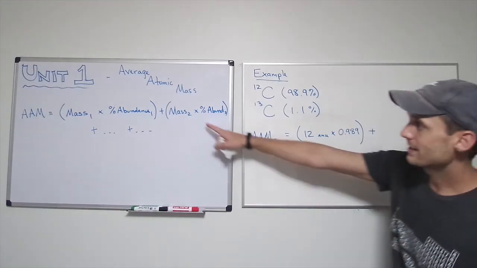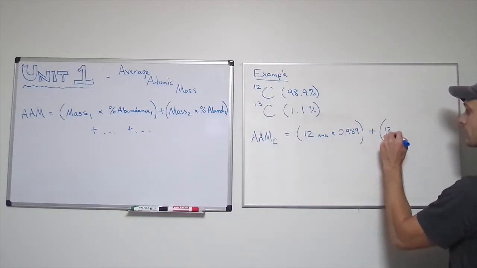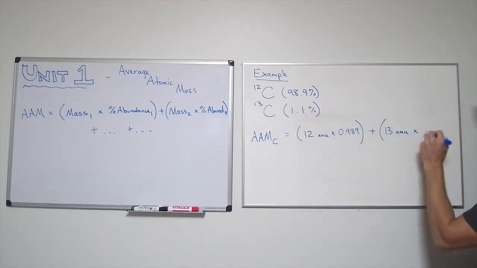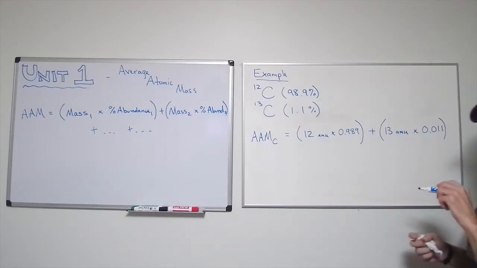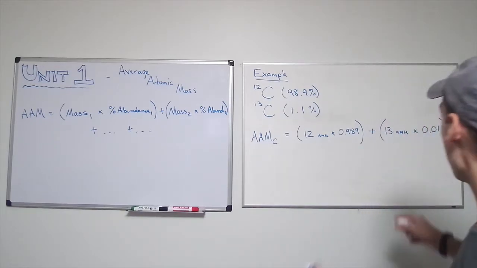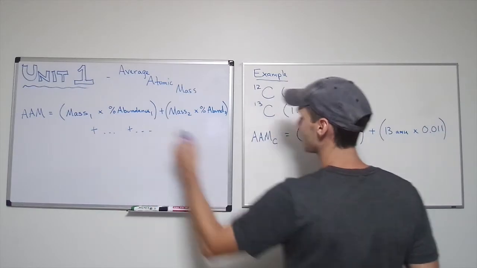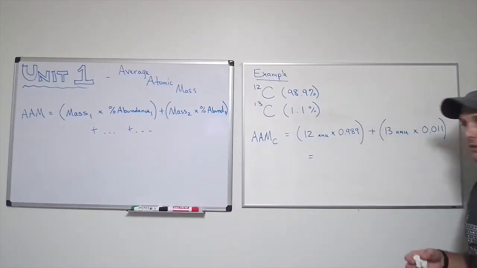And we'll add to that the mass of our second isotope, which is 13 AMU. Multiply that by the decimal form of the percent abundance, which in this case would be 0.011. And then that's it, right? Only 2 isotopes, so we don't need the plus plus. We stop as soon as we've accounted for all of our isotopes.